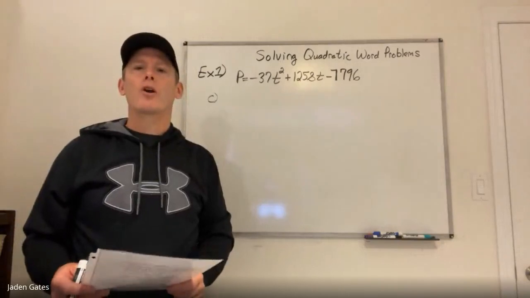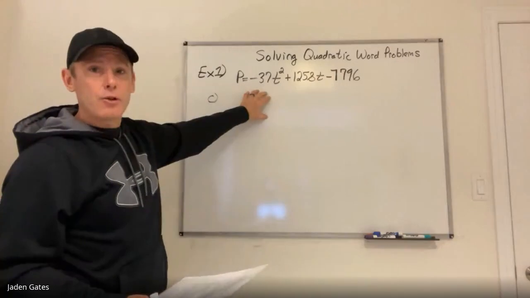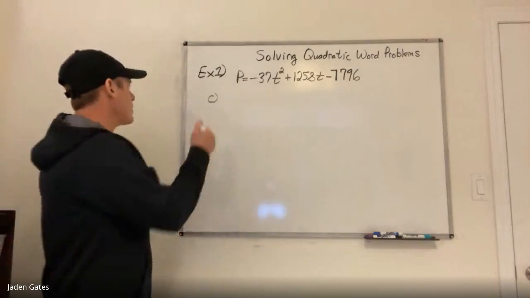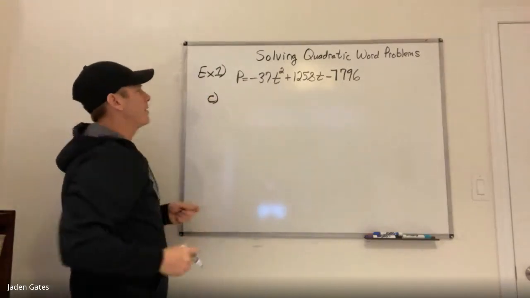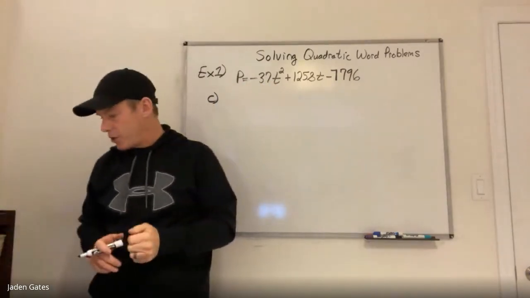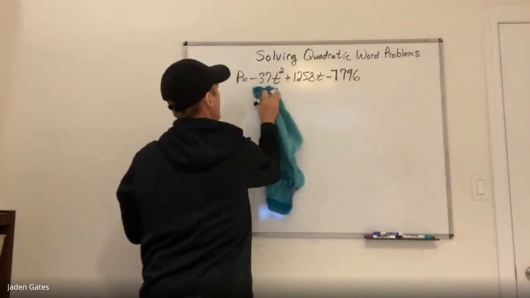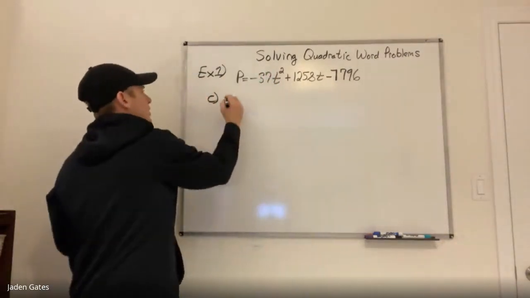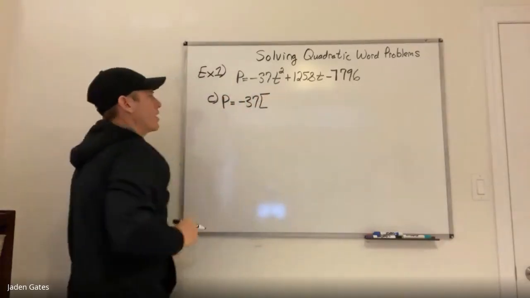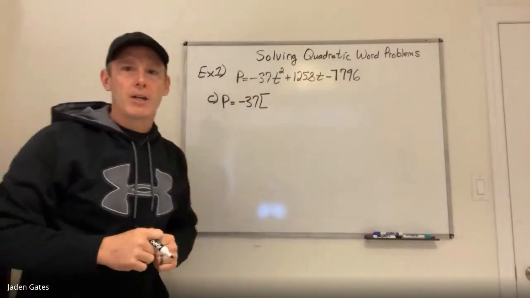So this is where we are completing the square, which means I have to turn this formula into vertex form, right? All right, so by completing the square, we can get it. Now again, I have a minus 37 in front of my squared term. And so what that means is I'm going to have to factor out a minus 37 first. All right, so I got P is equal to minus 37. And again, when I'm factoring out a minus 37, that means I'm dividing every single term by minus 37.